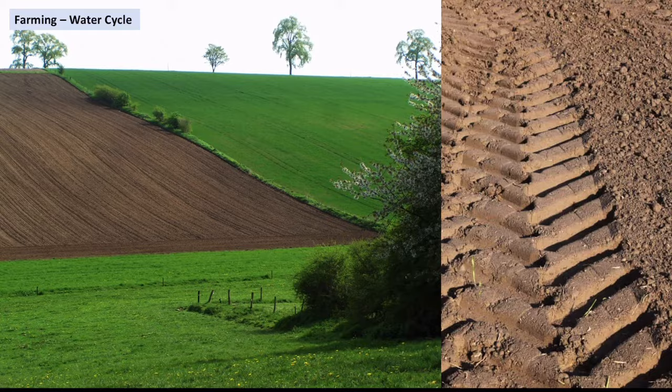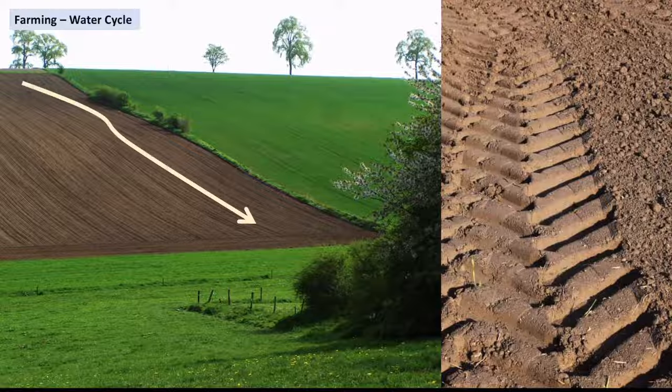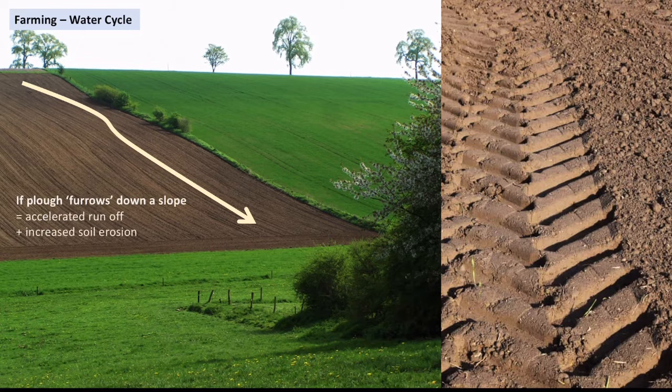Here's an example on the left where we can see that a field has been ploughed, and when ploughing has occurred, the actual furrows, which are the kind of lines that happen when a tractor ploughs a field, they have actually gone down the slope. This is potentially bad for the water cycle because it accelerates any runoff. Any water that gets into that field is going to be channeled down these kind of soil channels down to the bottom, and with increased runoff on the surface, you're going to get more soil erosion.